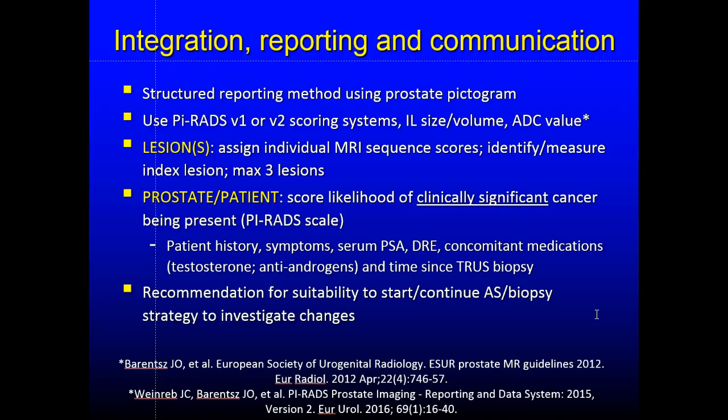So how does one then integrate and communicate this information to clinicians? Well, a structured reporting system using a prostate pictogram is necessary. There's no doubt about it. The PI-RADS system, either version 1 or version 2, should be employed. An index lesion should be measured, at least a size if not a volume, and an ADC measurement should then be obtained. A recommendation should also be made for suitability to start or to continue active surveillance, and if things are changing, the biopsy strategy to be employed to investigate changes that have occurred.